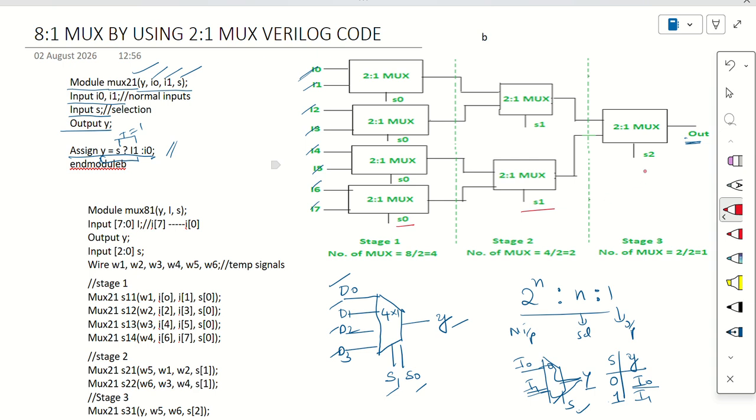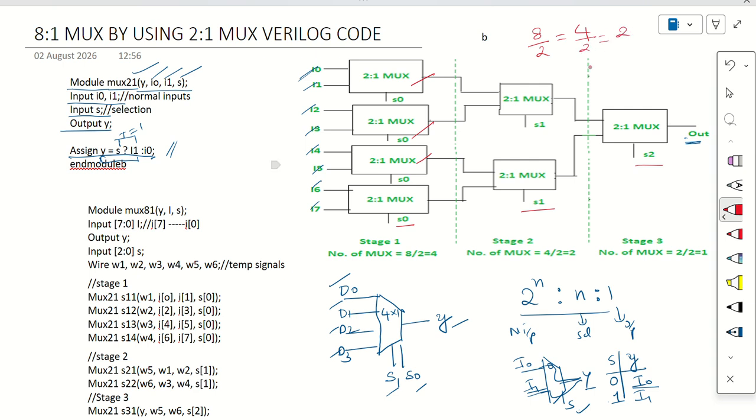Why are multiple multiplexers needed here? You know, right? To get 8 inputs down to one, we only have 2:1 multiplexers. In the first stage, we require four 2:1 multiplexers. After that, the 4 is divided by 2, so two multiplexers are required.